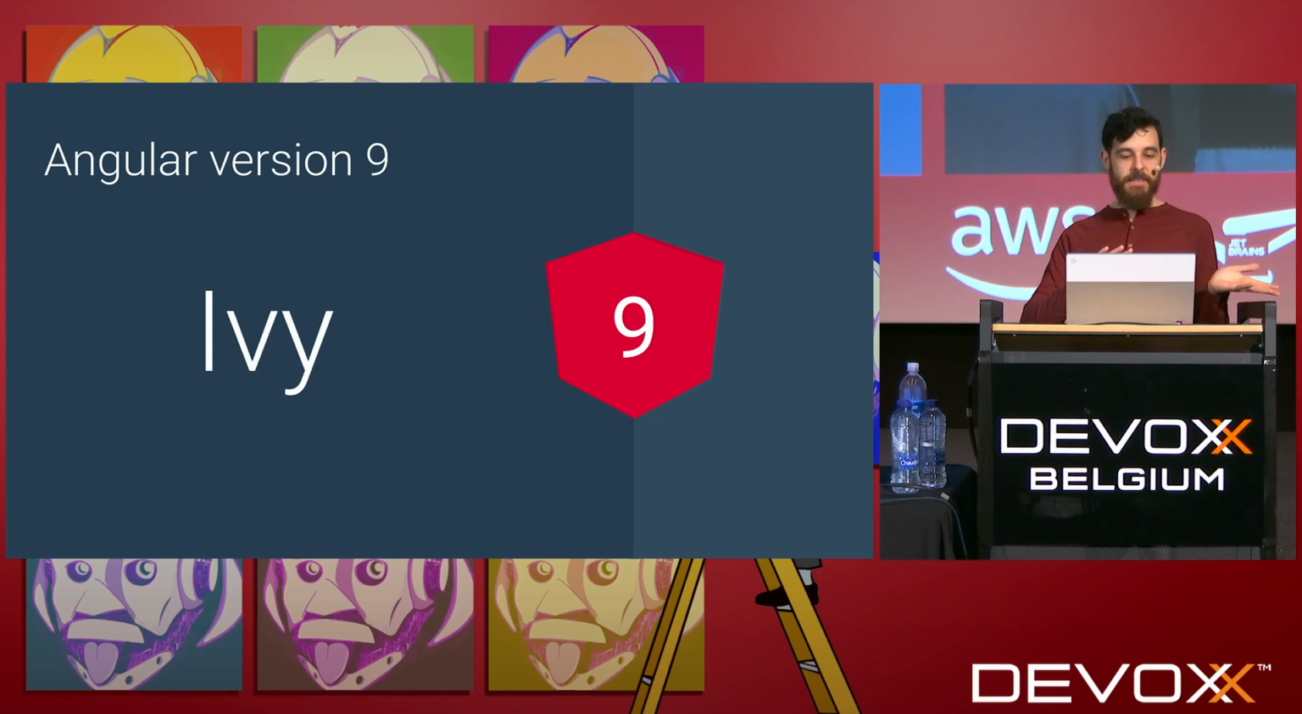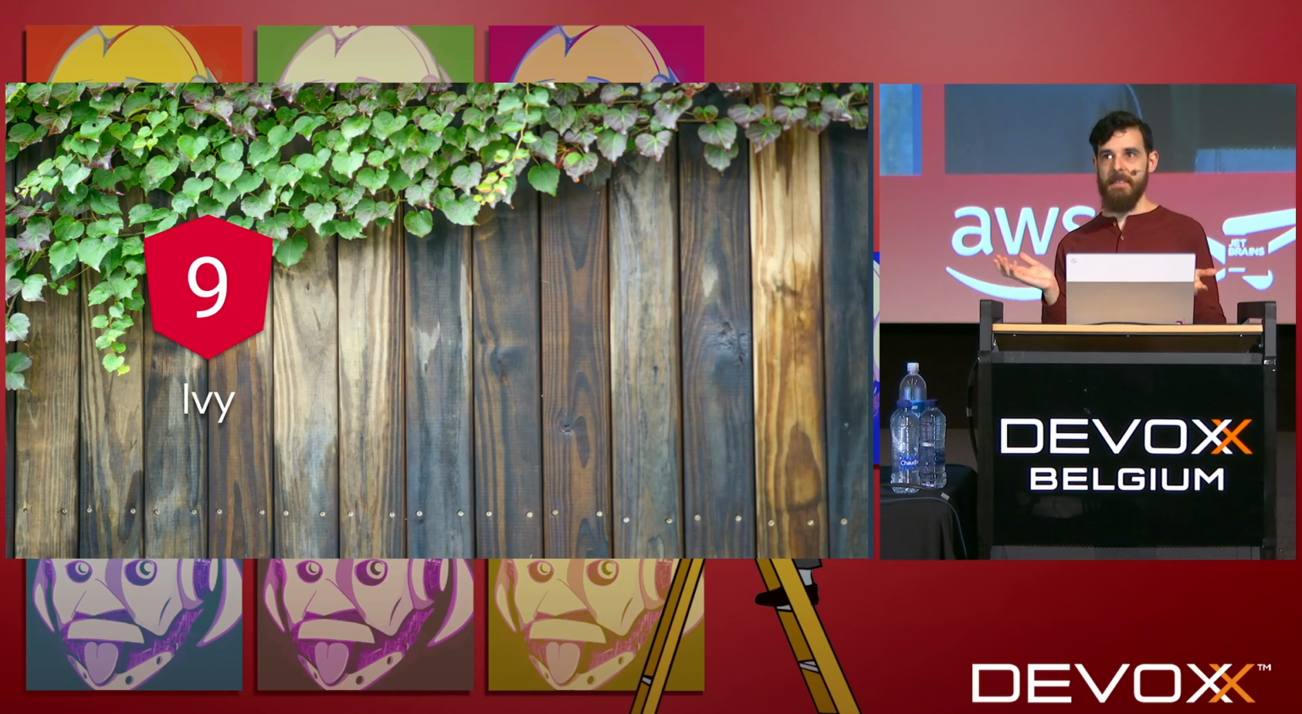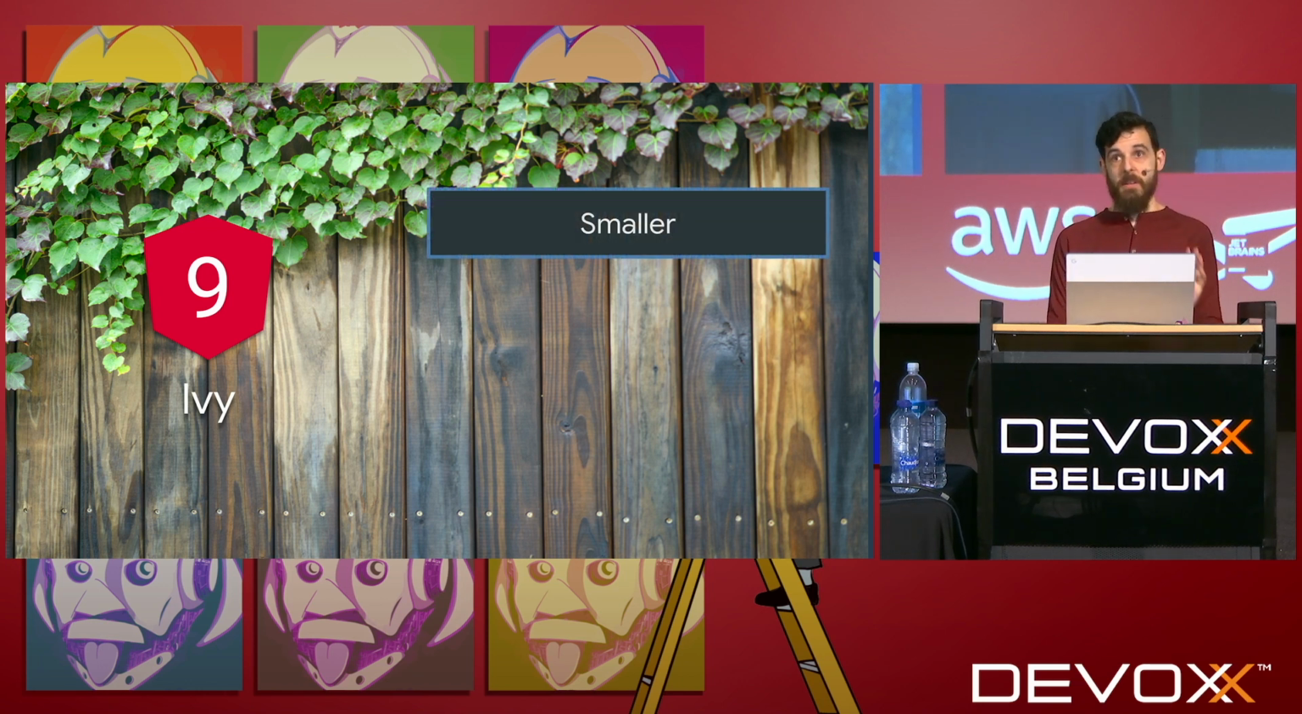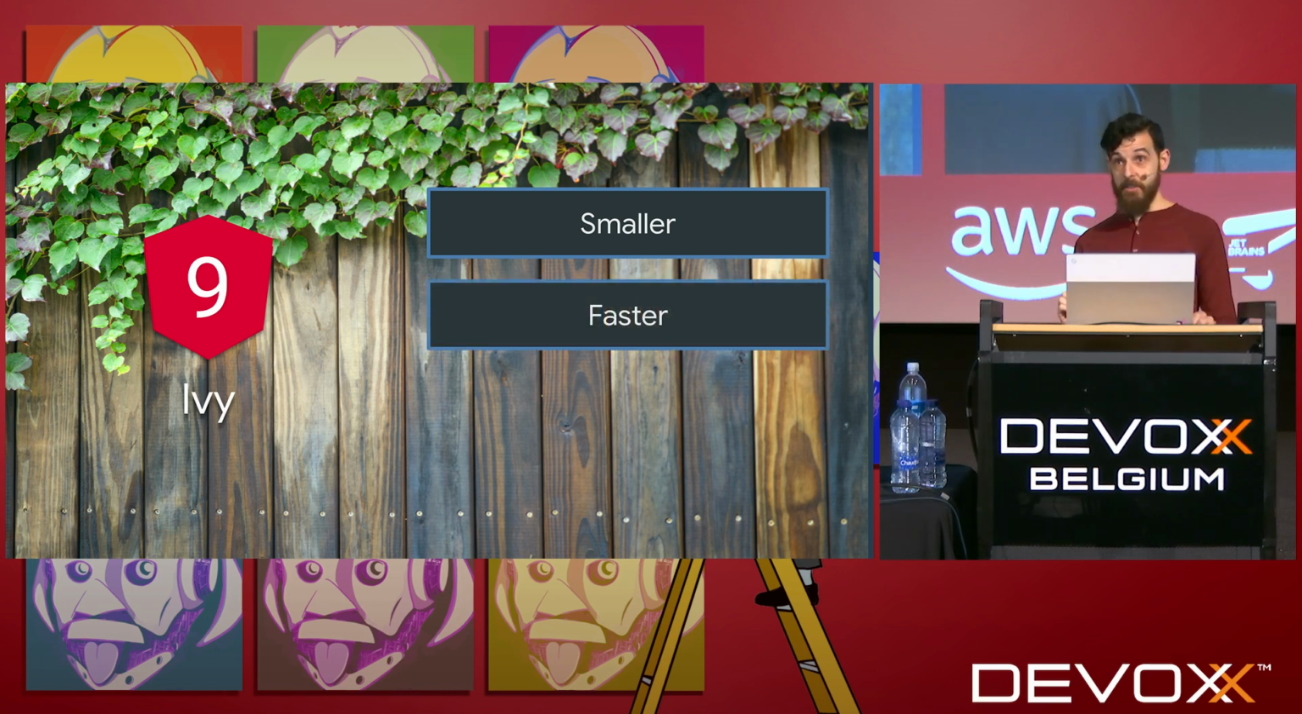So all of that brings us to where we are now with version 9. Ivy is in release candidate right now, with the stable version expected in December. So what is actually in this? What are the goals we wanted to accomplish with this big refactoring of Angular's internals? We want to make things smaller, as we always do. You can see this trend line cutting through all of the releases, where we're constantly aiming towards bringing bundle sizes down. We want it to be faster.